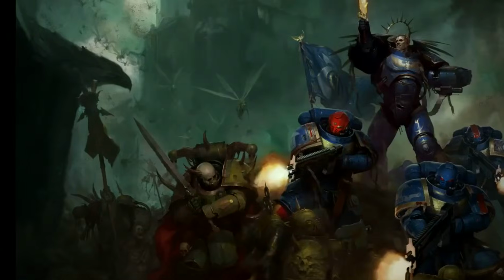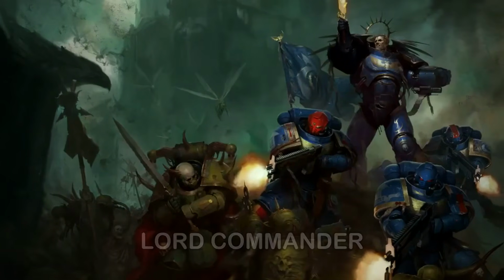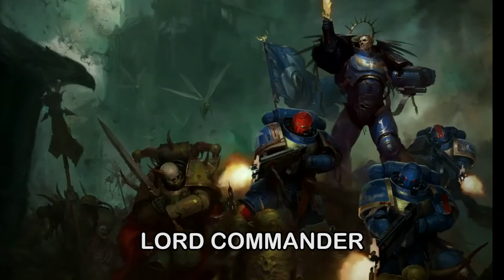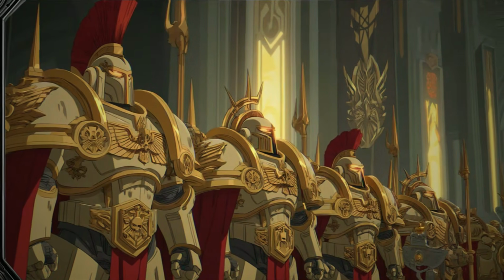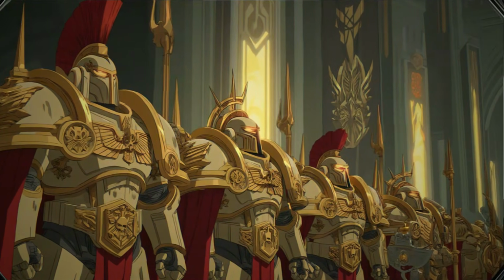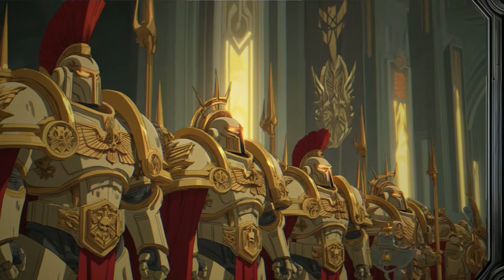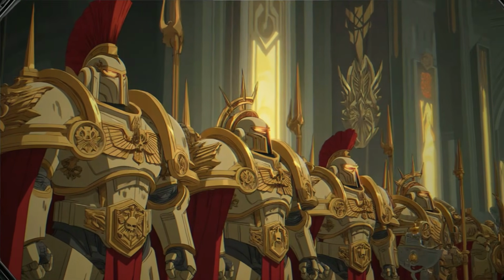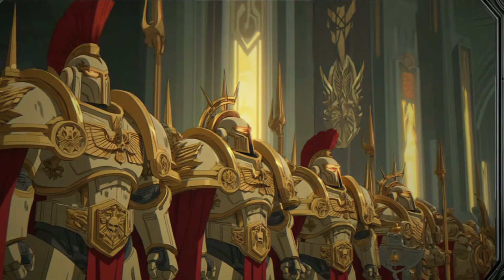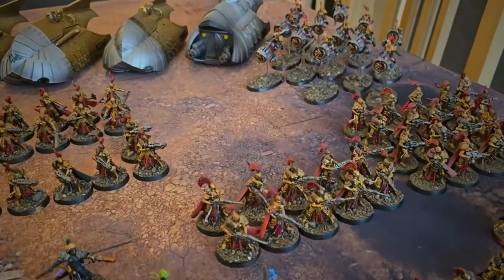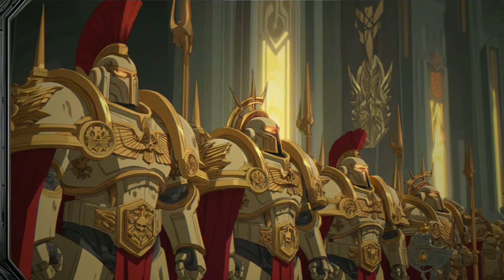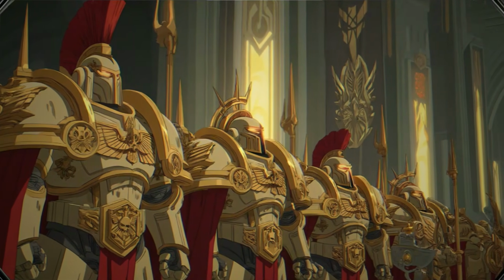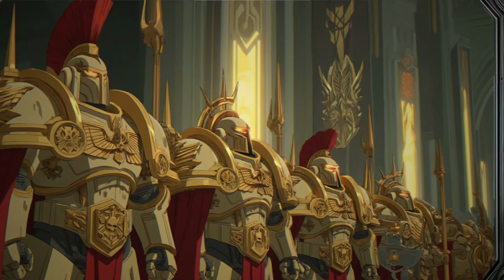In response to the escalating threats, Roboute Guilliman, the Lord Commander of the Imperium, made significant strategic adjustments. The Adeptus Custodes, the Emperor's personal guard, genetically engineered and clad in golden armor, were deployed in greater numbers across the galaxy. No longer confined to the throne world of Terra, these demigods in human form served as Guilliman's personal elite shock troops, spearheading crucial offensives and securing vital strategic assets. Their presence on the front lines, a sight unseen for millennia, was a powerful symbol of the Imperium's renewed resolve.